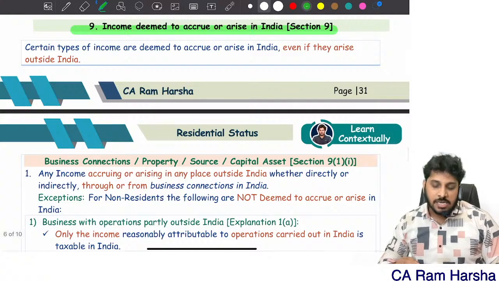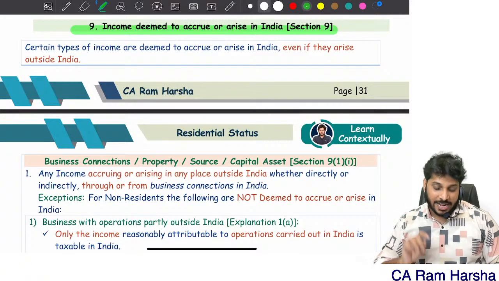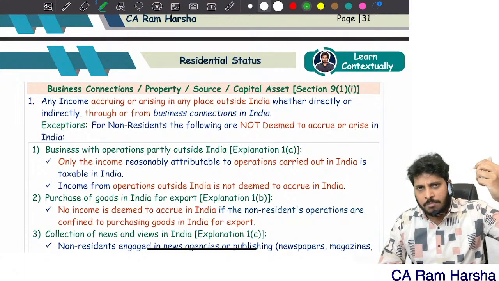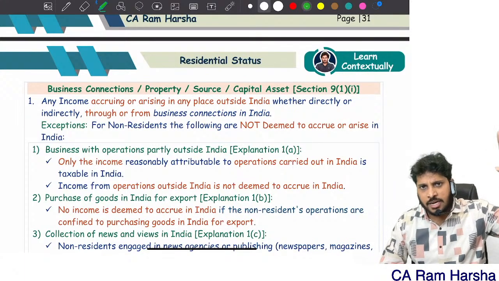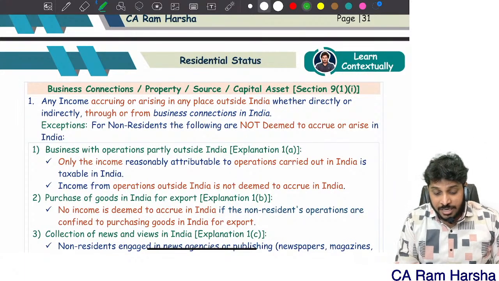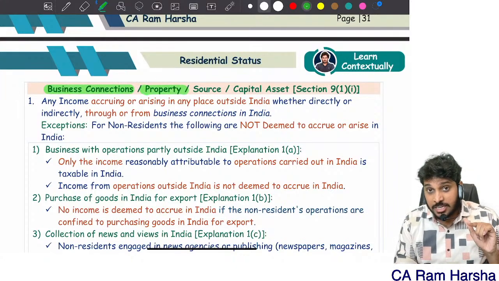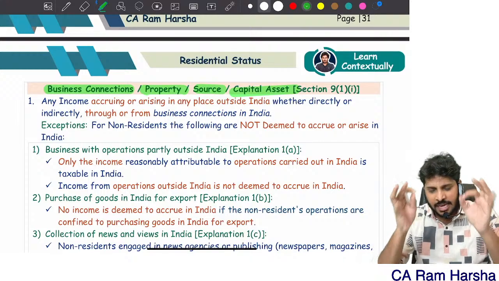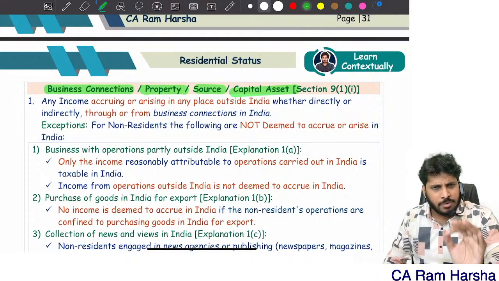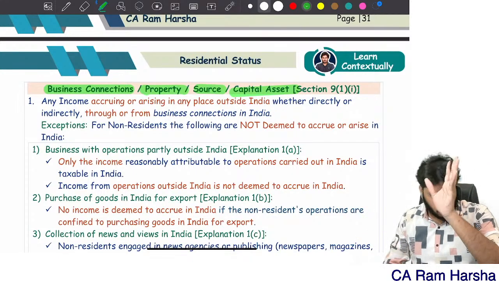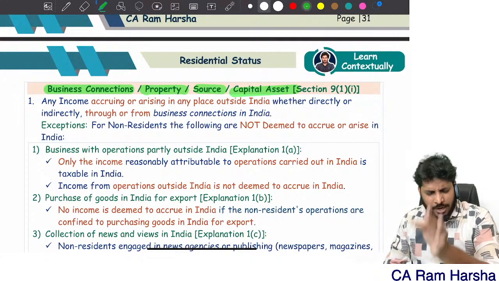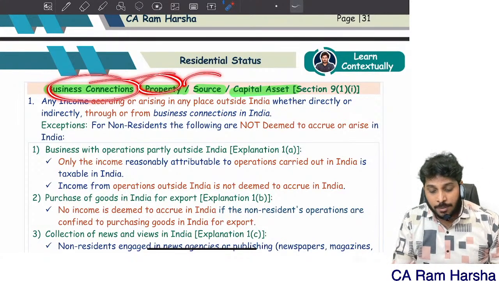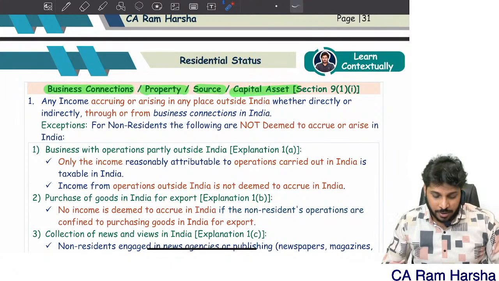What do you mean by income deemed to accrue or arise in India? Very simple. If you are receiving the amount outside India, or the business is also outside India, it doesn't matter. But if it is through a business connection in India, or if there is a property in India, a source of income in India, or a capital asset in India, then the income is deemed to accrue in India.